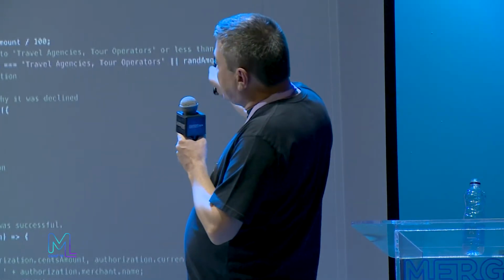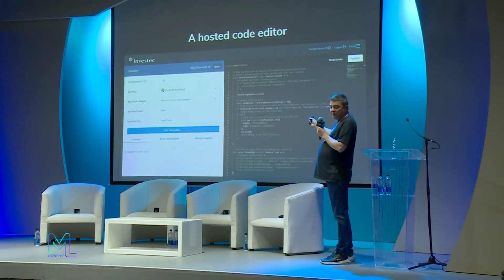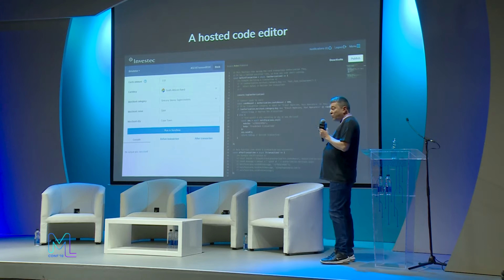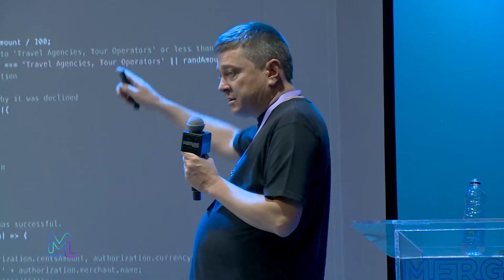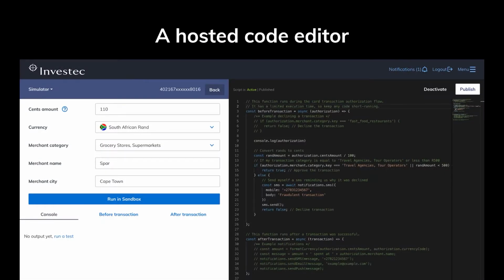So just to show you, this is an editor in Investec Online. So if you think of private banking or online banking or whatever you do, you log in there and you see all your money, there's a thing that says go to this editor. On the left-hand side, there's a simulator, so this is basically going to simulate your transaction coming from the point of sale. So you don't have to swipe your card to test it. You can just hit that run in sandbox button and it will simulate a transaction from a point of sale.